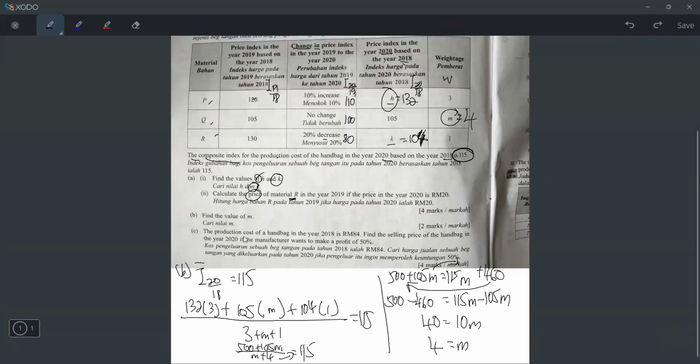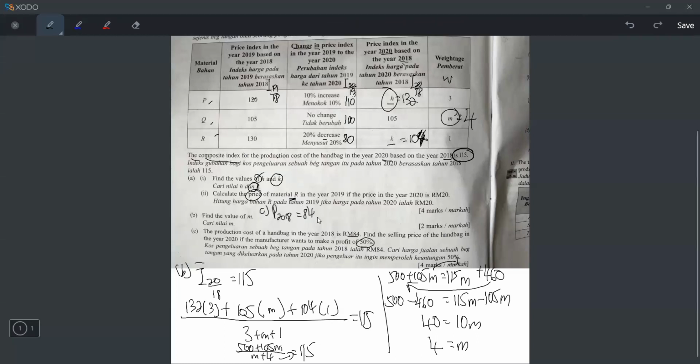Let's read the question. The production cost of a handbag in 2018 is 84 ringgit. What's 84? That's the cost, the P, P20. So that's the P in 2018, 84. And then find the selling price of the handbag in the year if the manufacturer wants to make a profit of 50%. Wow, they ask something different.